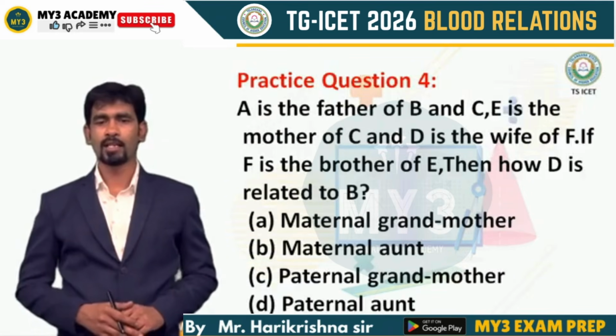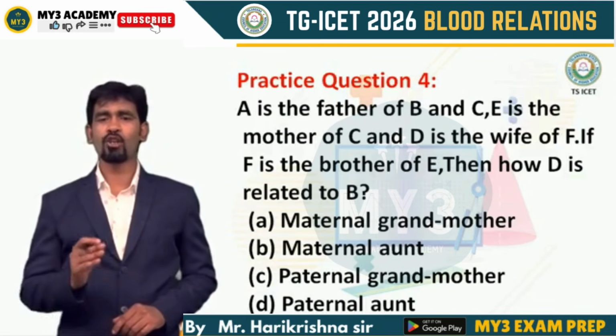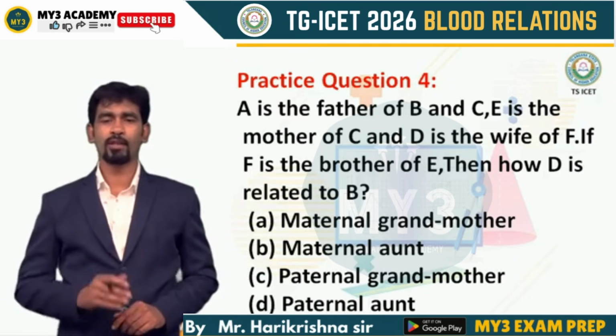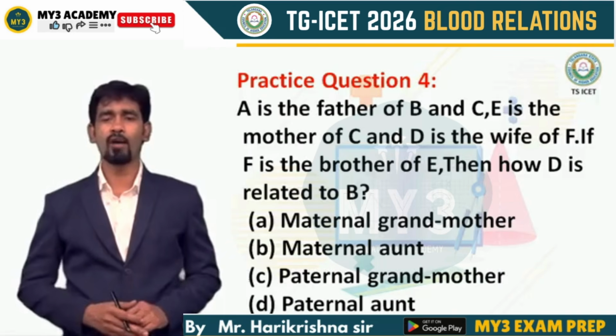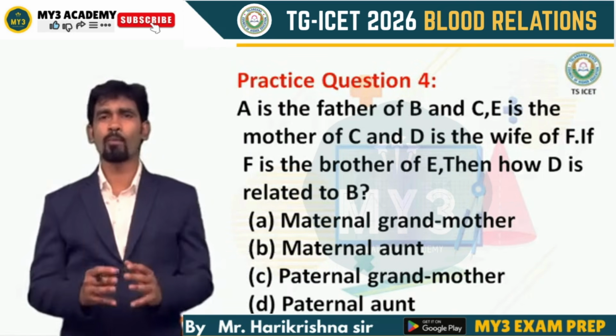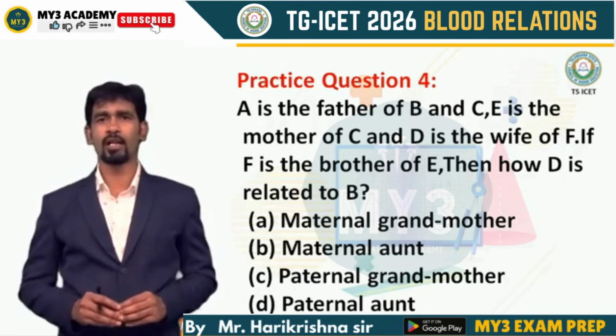Next question, practice question number 4. A is the father of B and C, E is the mother of C, and D is the wife of F, F is a brother of E. Then how is D related to B? So you have the option choices. Solve these 4 practice questions and answer them in the comments.